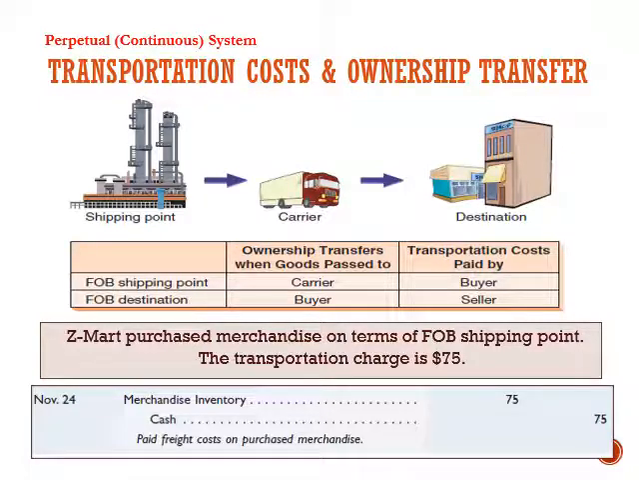In the example shown here, the FOB term is shipping point. Therefore, the moment the supplier placed the goods in the carrier, that is when the title of the goods passed to Z-Mart. Therefore, Z-Mart will have to pay for the transportation costs, and therefore it will be part of the cost of inventory.